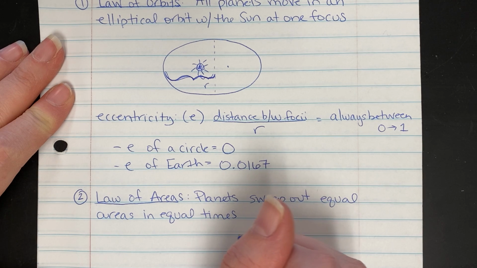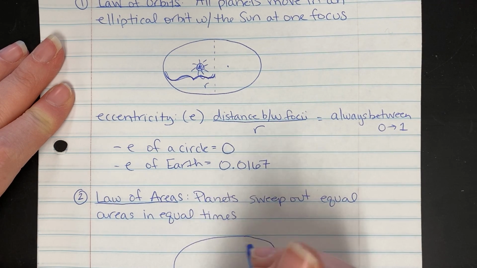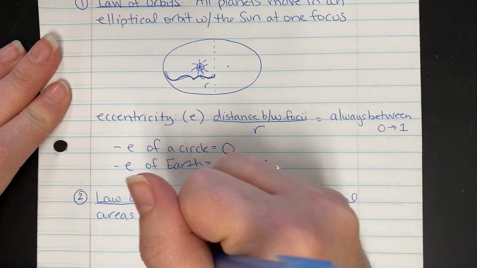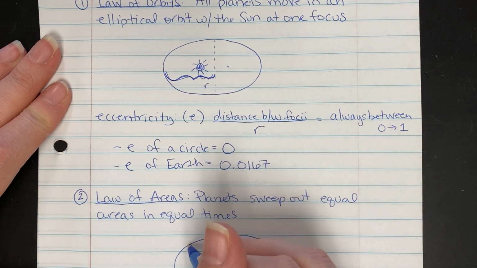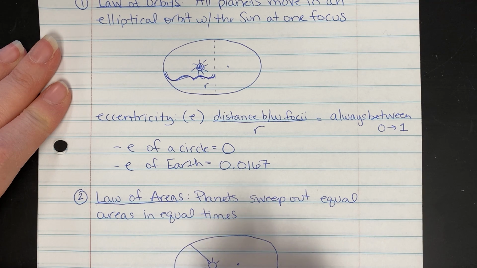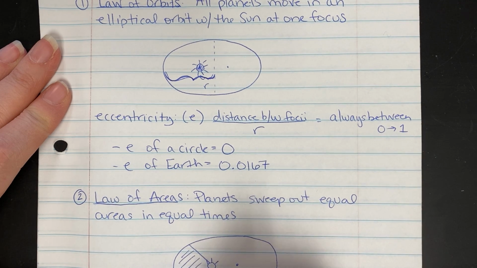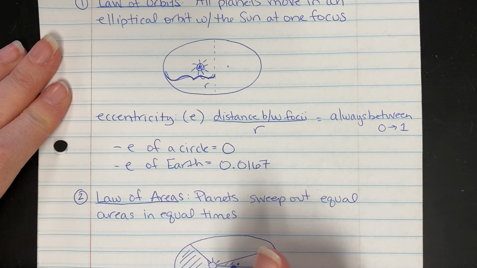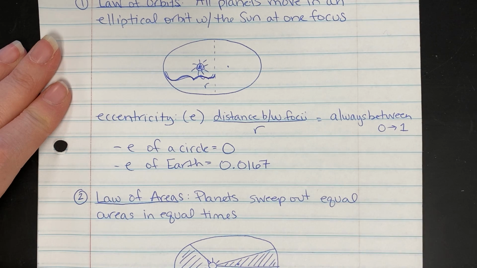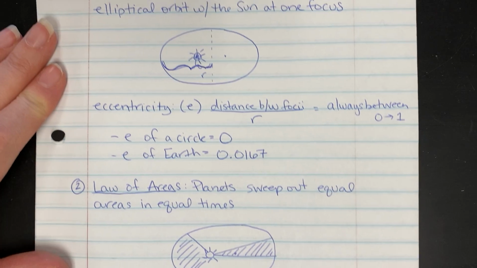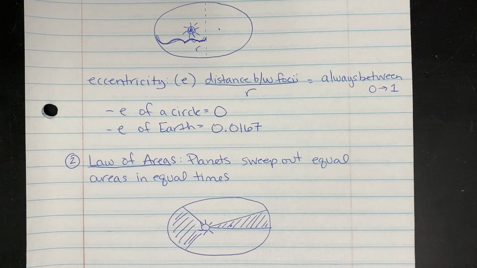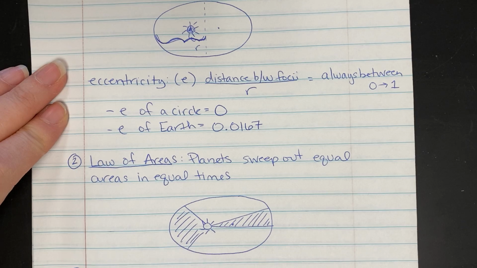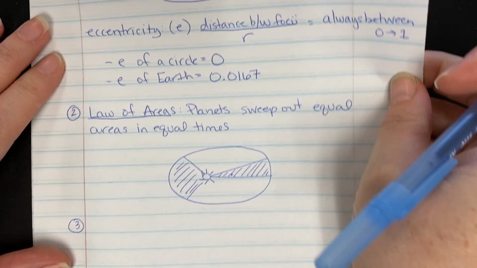Or if we go back to our picture here, here's our ellipse, here's our foci, here's our sun. We're basically saying that as the planet is orbiting around the sun, it's going to sweep out some amount of area. And as the planet is moving farther away from the sun, it will sweep out equal areas in equal times. And we're going to prove this today in our Kepler's Law lab.